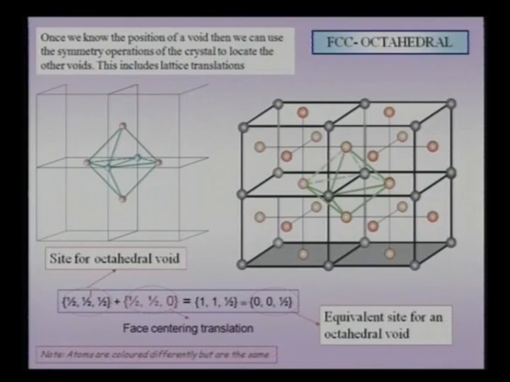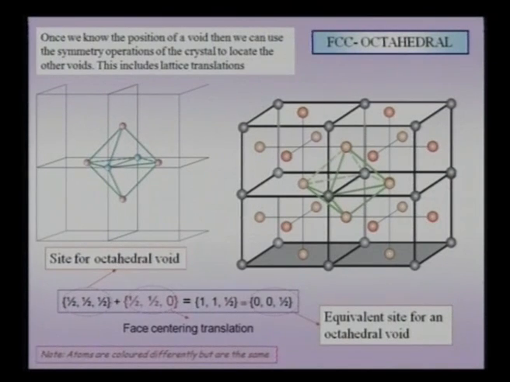So for instance, suppose I have an octahedral void at (½, ½, ½), and I know my face-centering translation, which is a fundamental lattice translation vector of the FCC lattice, which is (½, ½, 0). I add that to it, I get (1, 1, ½), which is nothing but (0, 0, ½). Then clearly, if (½, ½, ½) is the seat of the center of an octahedral void, then (0, 0, ½), which is nothing but the edge center, is also an equivalent site, and therefore will also be a site of the center of another octahedral void.